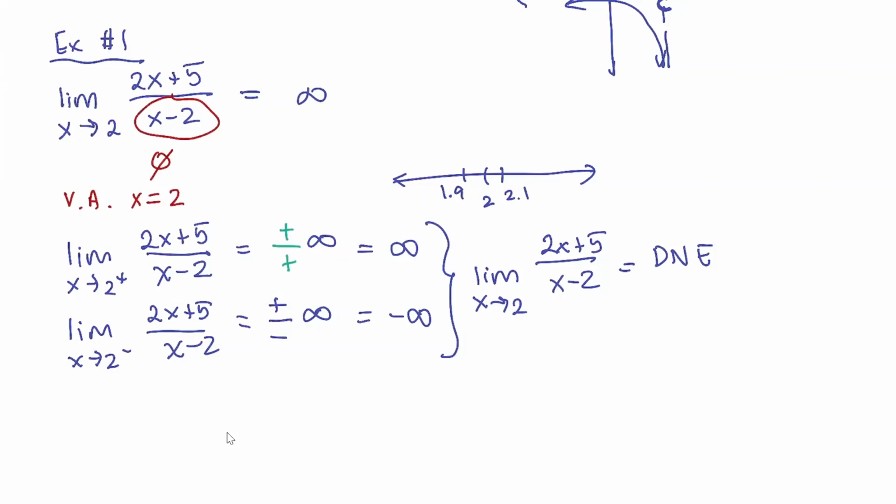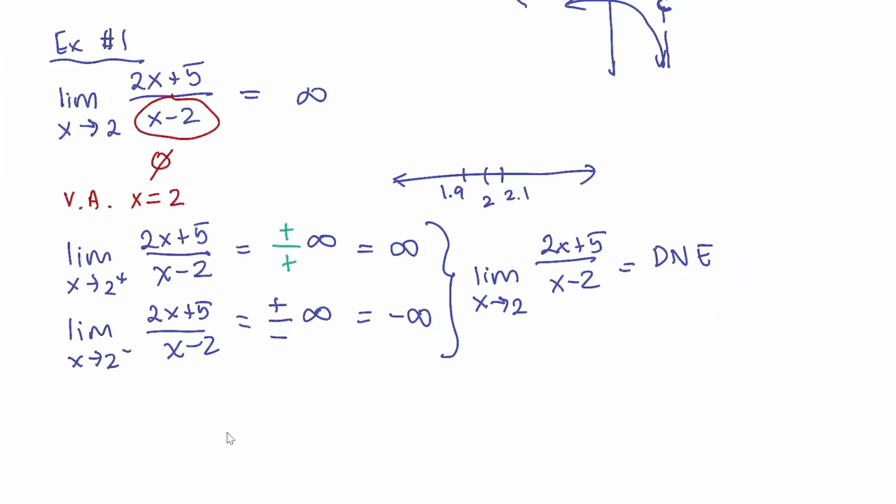If I did my sign analysis from the right and from the left, and both of these were positive infinity, I would say that this is positive infinity. Okay, it just qualifies how that limit doesn't exist by saying positive infinity. It's just being more specific. If both of these are negative infinity, a possible answer would be this is negative infinity.